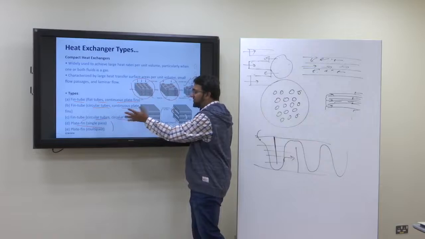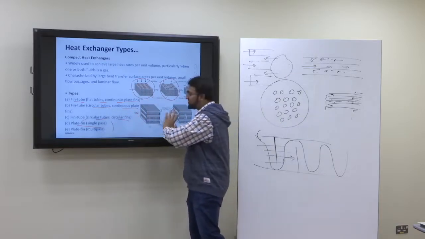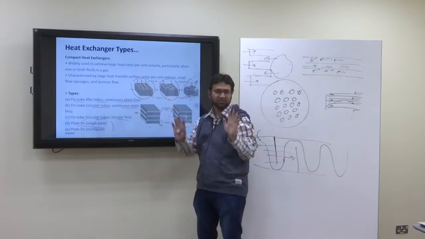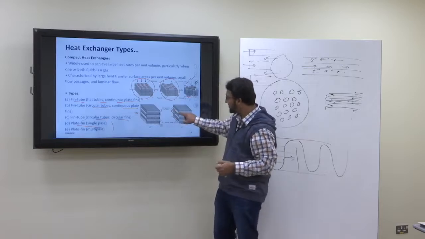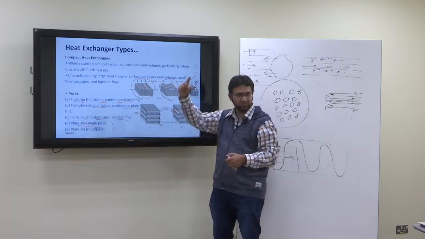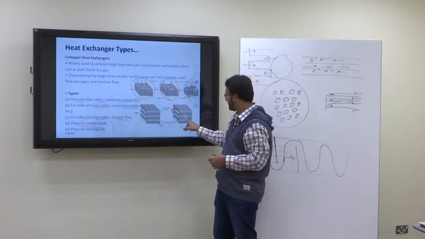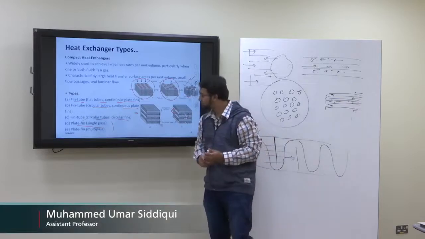So one fluid enters in this direction, the other fluid enters in this direction. And as they pass through the heat exchanger body, that's it, they leave. If there are more than one pass, then you see here, they take a U-turn. Then the fluid takes a U-turn. Similarly, this fluid enters from here to there.